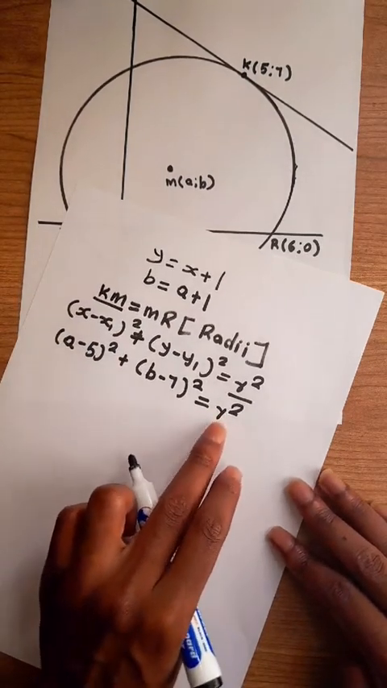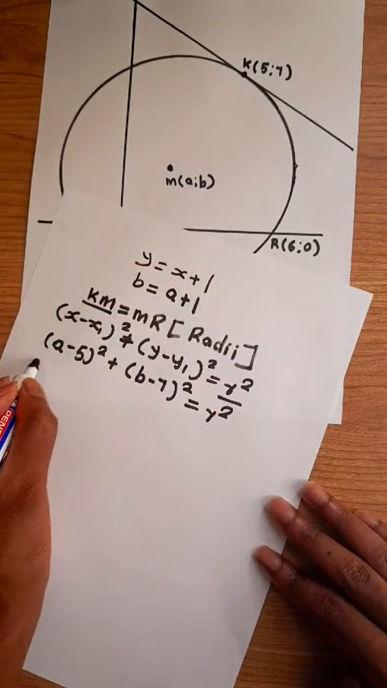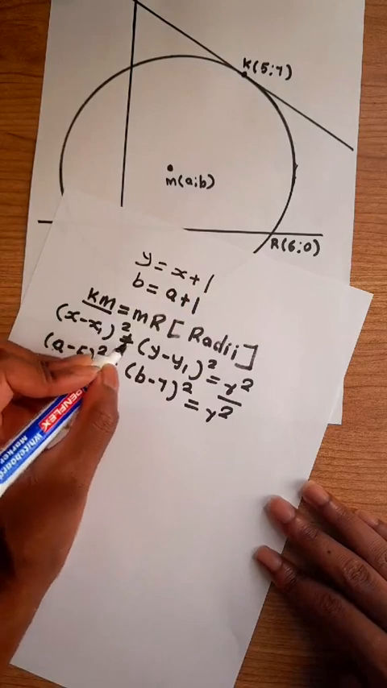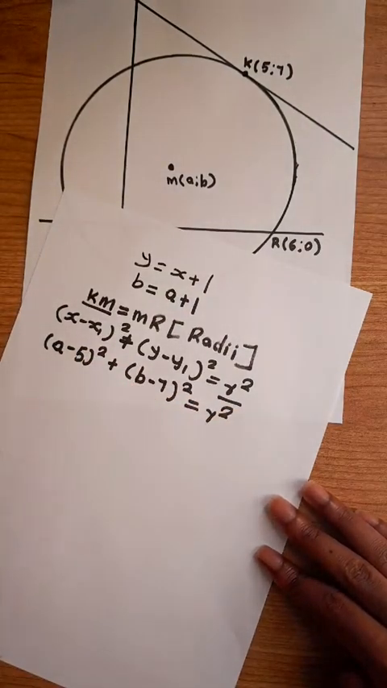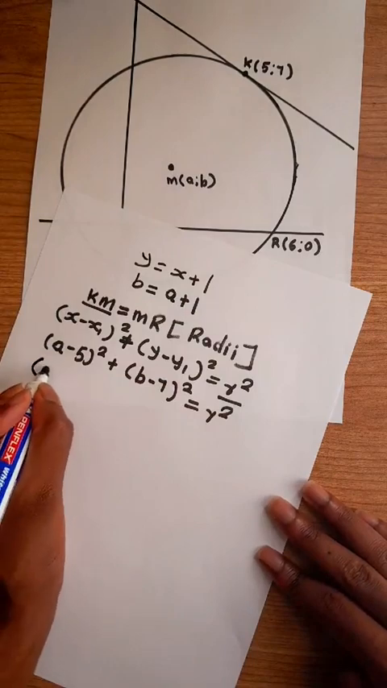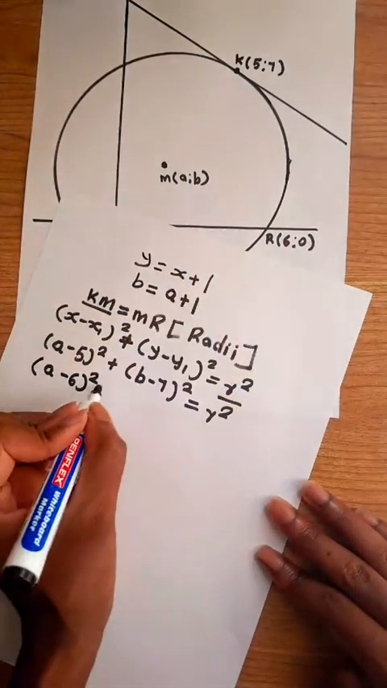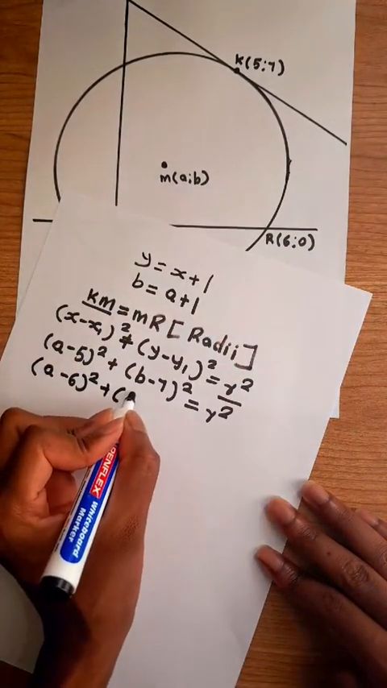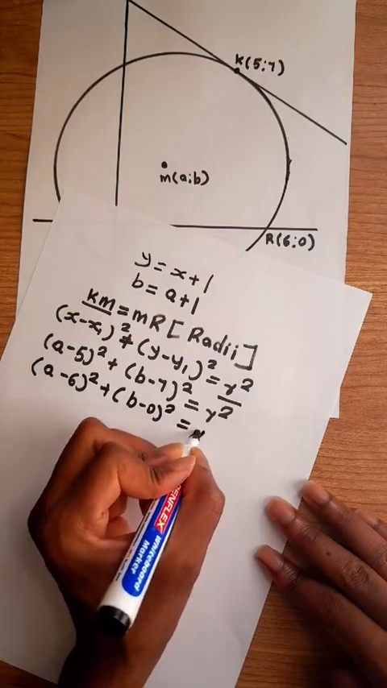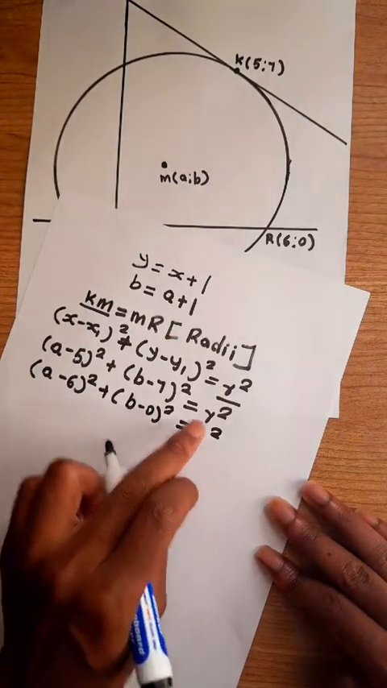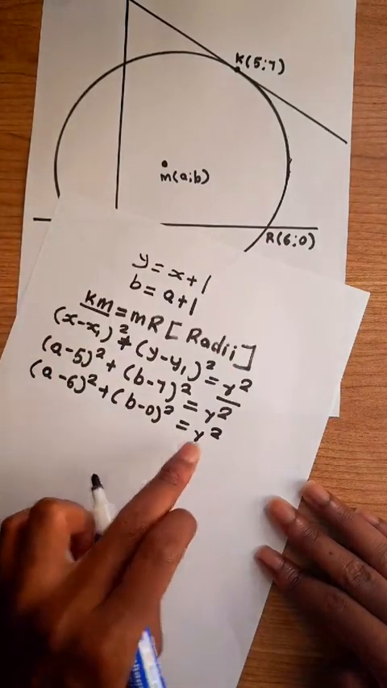Now let's choose MR, right? So I'm going to have the same equation, (x minus x1) squared plus (y minus y1) squared equals r squared. So what am I going to have? I'm going to have (a minus 6) squared, because of this 6, plus (b minus 0) squared. This is going to equal r squared as well, but this r squared is MR, because it is also the radius.